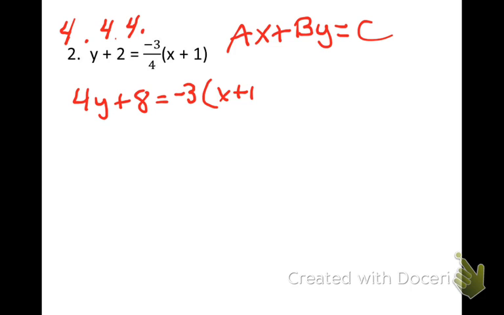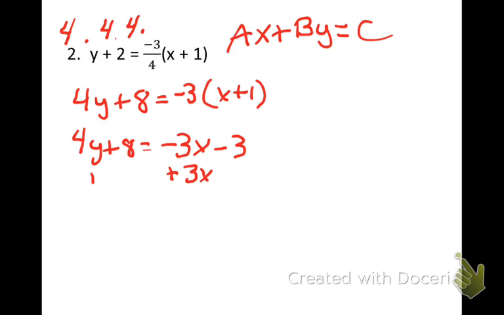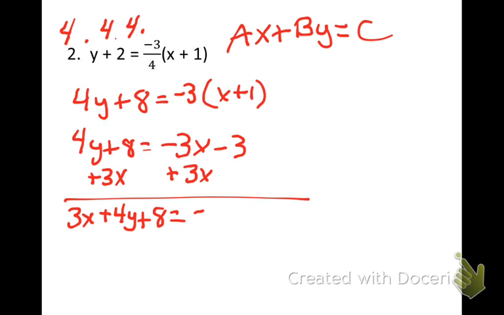And so now I'm going to distribute. So now it's kind of like what we just did on the last problem after we get rid of the fraction. Negative 3x, and negative 3 times a positive 1 would be minus 3. Again, I need my x and y on the left side, so I'm going to add 3x to both sides. No like terms here, so the x wants to be first, so 3x plus 4y plus 8 equals negative 3. So I need to subtract 8 from each side.